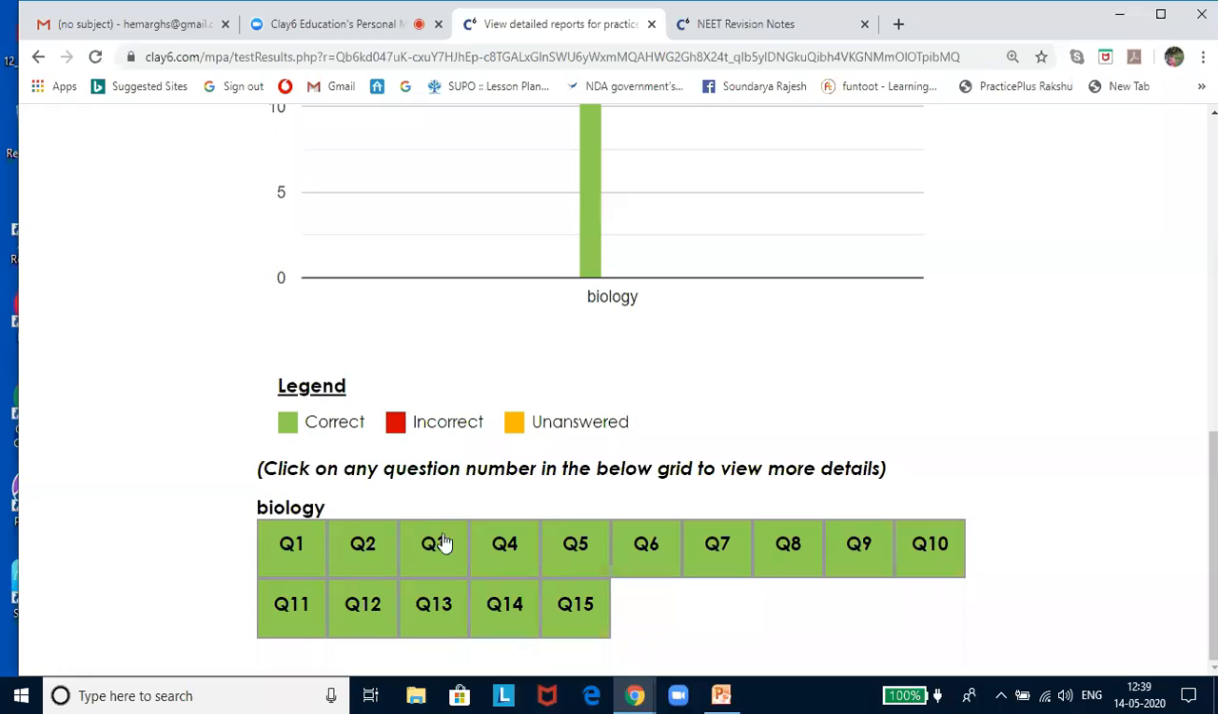Now one thing you have to be very careful in NEET preparations: if you are not sure of the answer, it is better you leave it. But if you click the incorrect one, you are going to lose -1 from your total score because it is negative scoring.